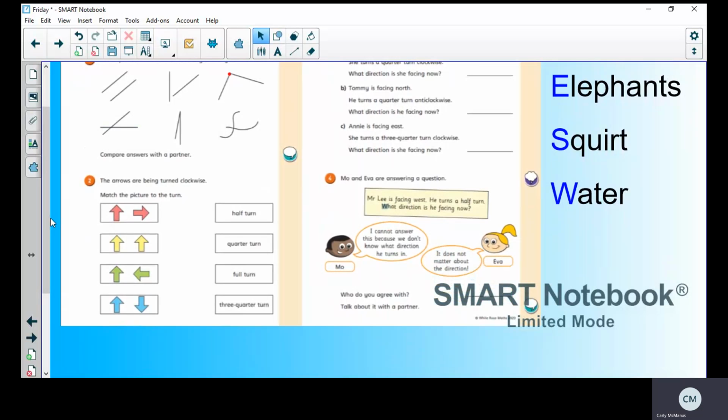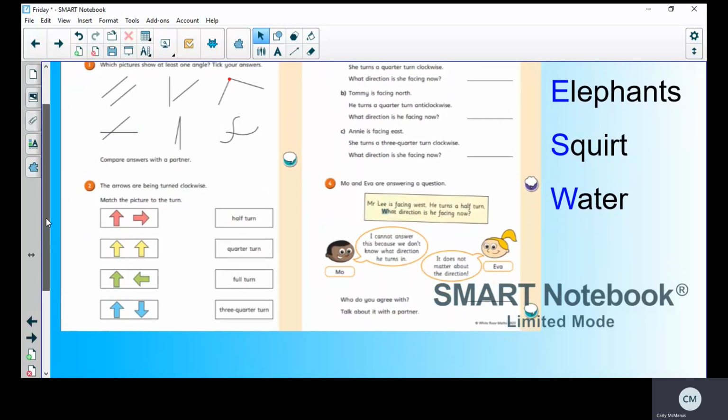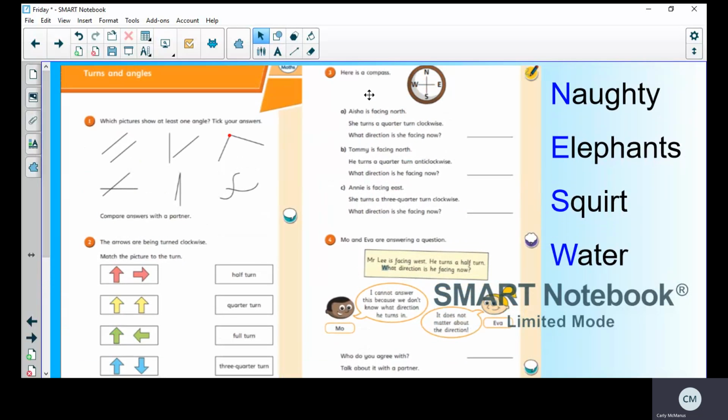Mo said, I cannot answer this because we don't know the direction he is turning. It does not matter about the direction, said Eva. So Mr. Lee is facing west and he turns half a turn. So he's facing west, he's turning half a turn, but we don't know if he's doing half a turn this way, or this way.